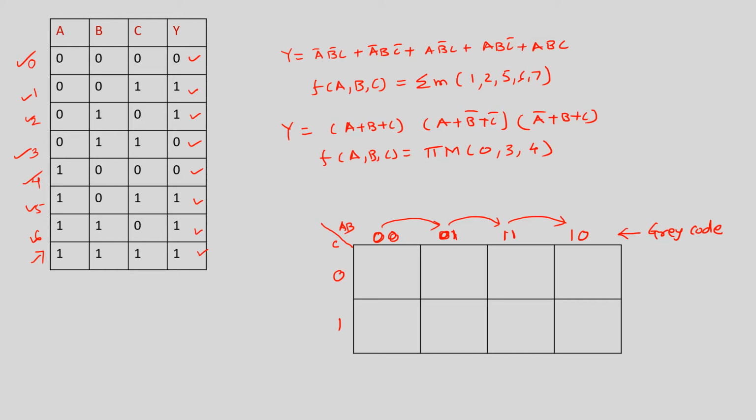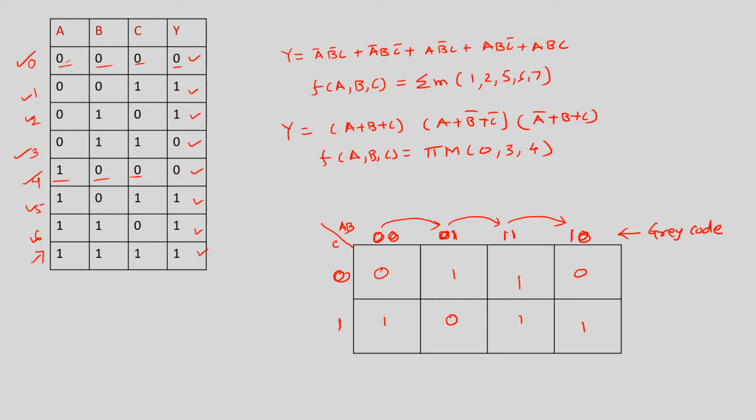Now let us fill the output column. For 0, 0, 0, from the truth table you can see 0, 0, 0 output is 0. So here it is 0. For 0, 0, 1 we can write 1. 0, 1, 0 we can write 1. This is 0. Now this 1, 0, 0, here it is 1, 0, 0. We are having 0. 1, 0, 1 is 1. This one and this one.